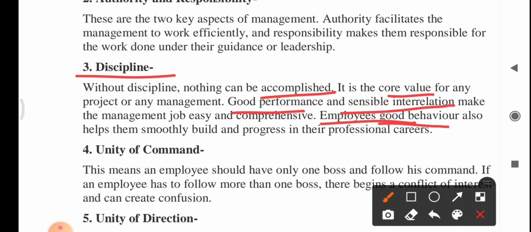So in short, I can say discipline, as you all know, is required in any organization, even an institution, even your family or home, whatever. All right.